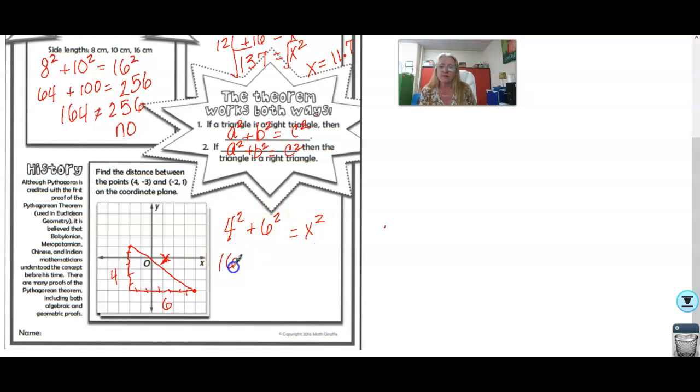So 4 squared is 16, 6 squared is 36, and 16 plus 36 is 52. Actually as said: 4 squared is 16, 6 squared is 64, and 16 plus 64 is 80. And we don't want to know what x squared is, we want to know what x is. So when we square root 80, we get 7.2. That's rounded to the nearest tenth. That's the theme, round to the nearest tenth.